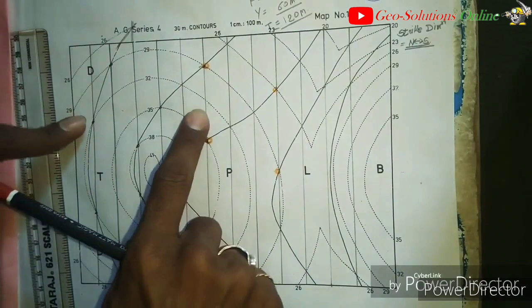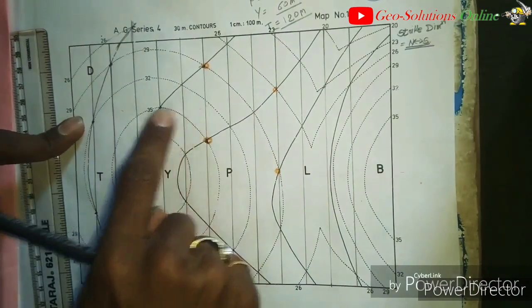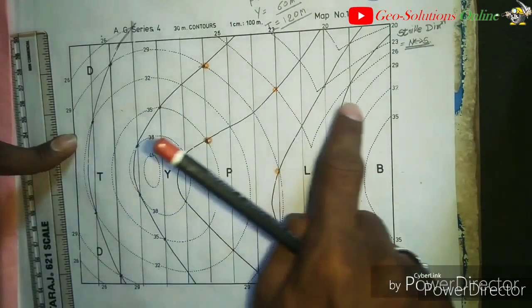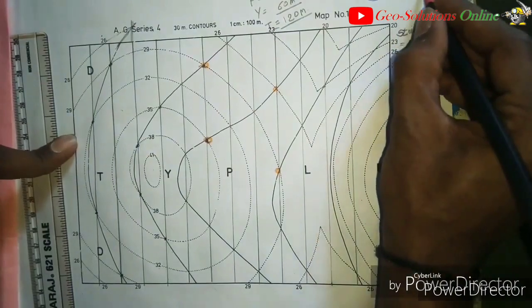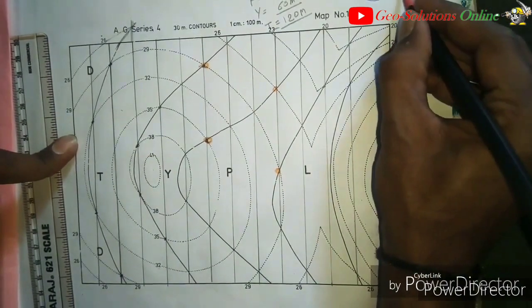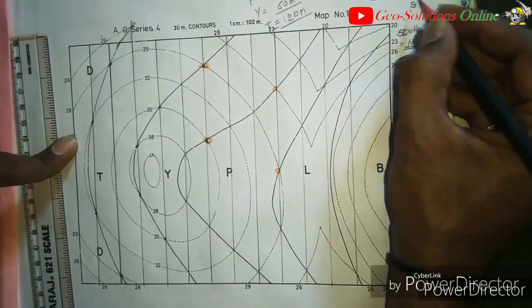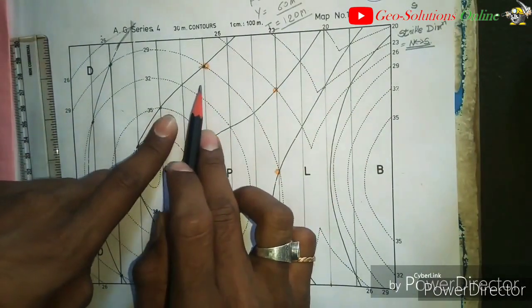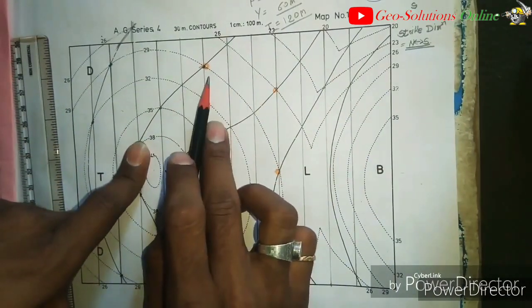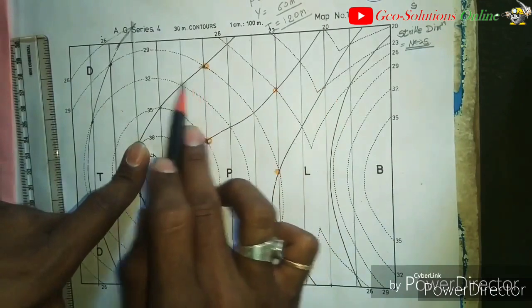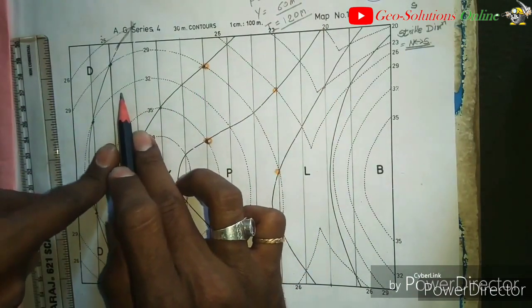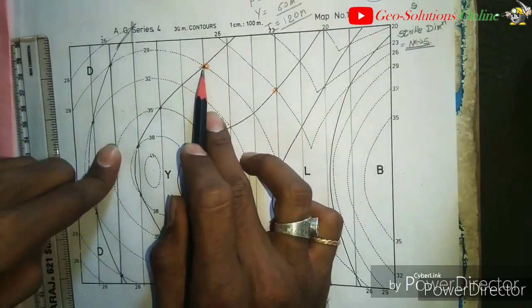So it means whether these beds are dipping towards west or towards east. This is east, this is west and this is south. So we have to identify that, whether these beds are dipping towards east or towards west, because dip is always perpendicular to the strike line.